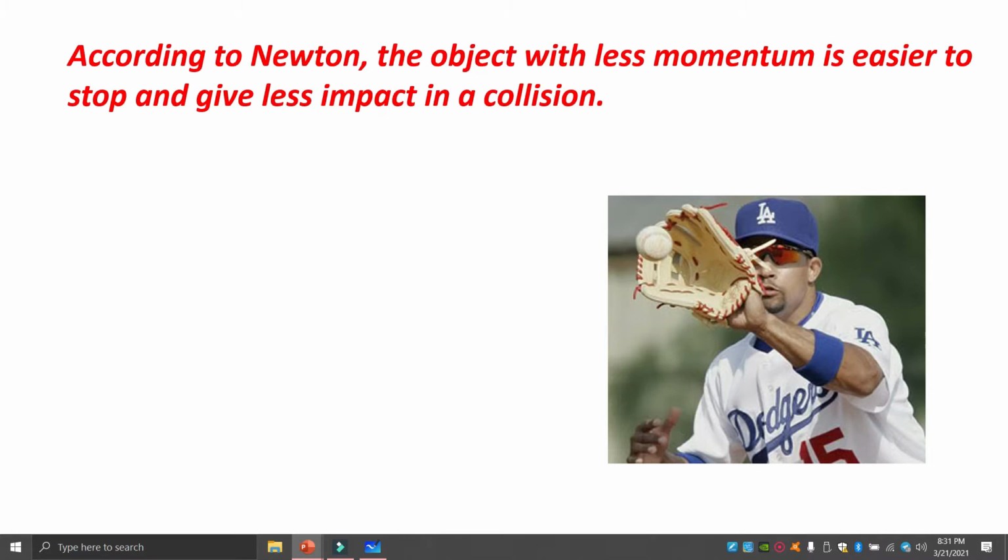So according to Newton, an object with less momentum is easier to stop and gives less impact in a collision. Let's say you have a small accident. If you're riding a bicycle and you hit something, and you compare with riding a car and hitting something, which has the higher impact? Of course, the car, because it has the higher momentum. Maybe it's different in the mass, and maybe different depending on the velocity also. So we have to look at what the situation is.